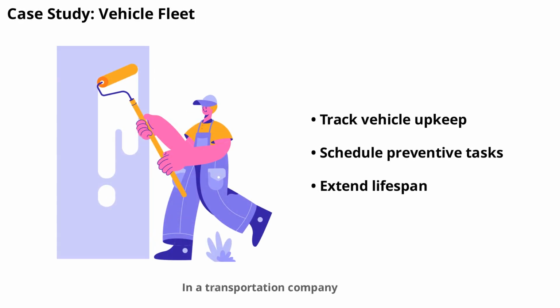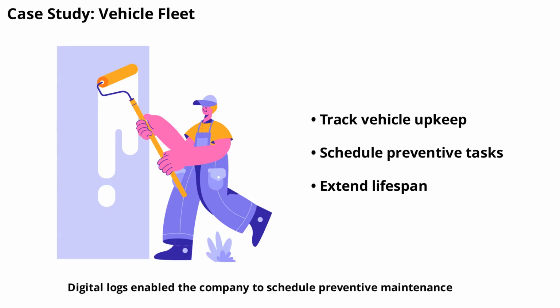In a transportation company, vehicle maintenance logs are crucial for tracking oil changes, tire rotations, and repairs. Digital logs enable the company to schedule preventive maintenance, reduce breakdowns, and extend vehicle lifespans. This example demonstrates how maintenance logs drive efficiency and reliability in fleet management.